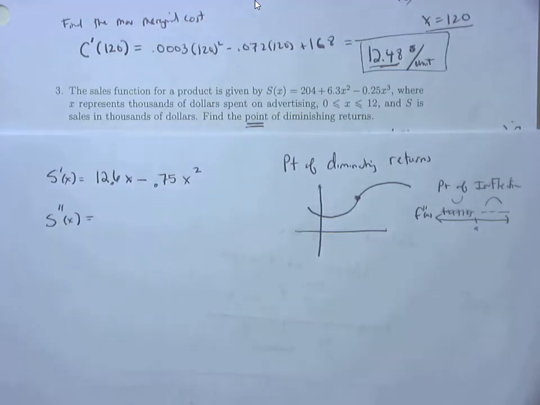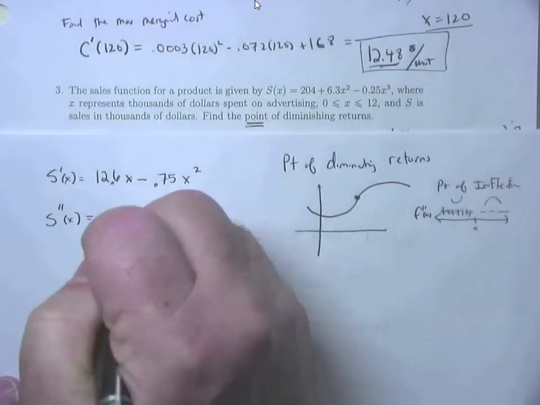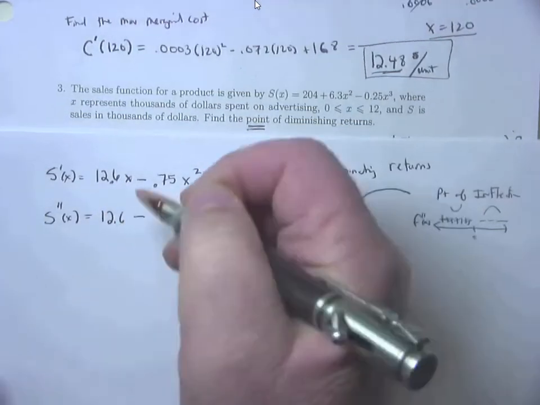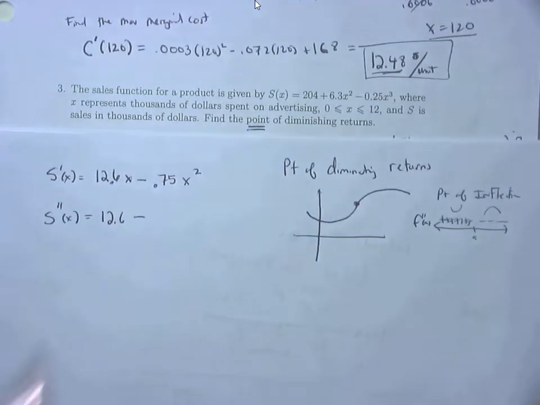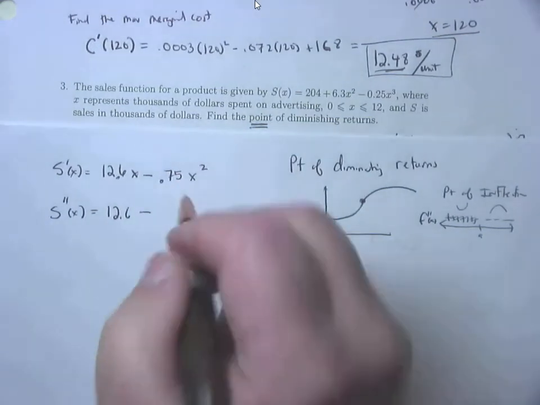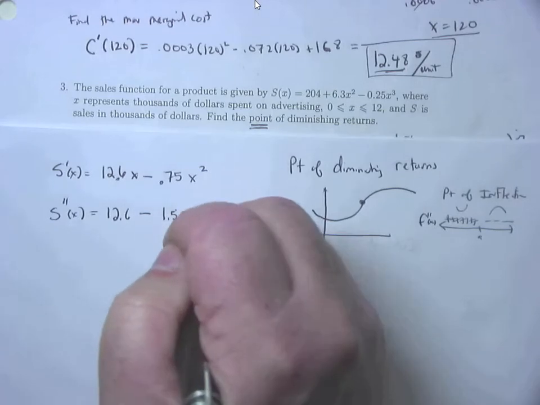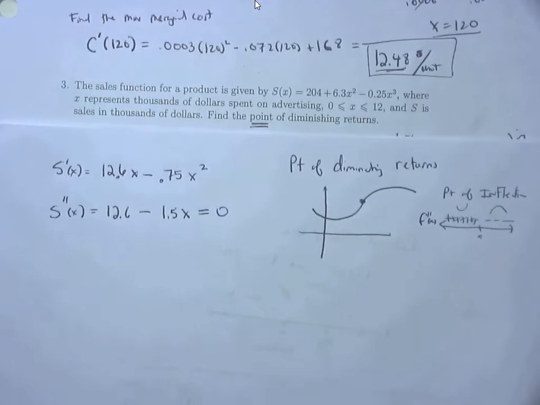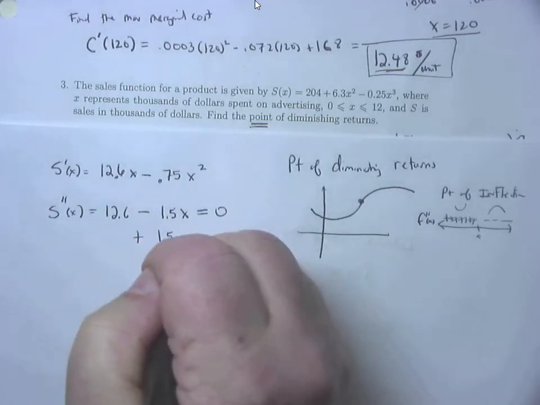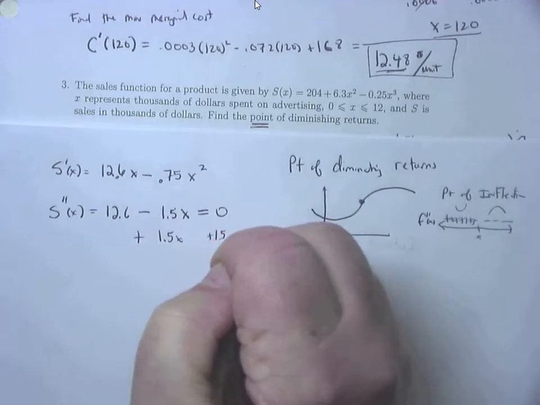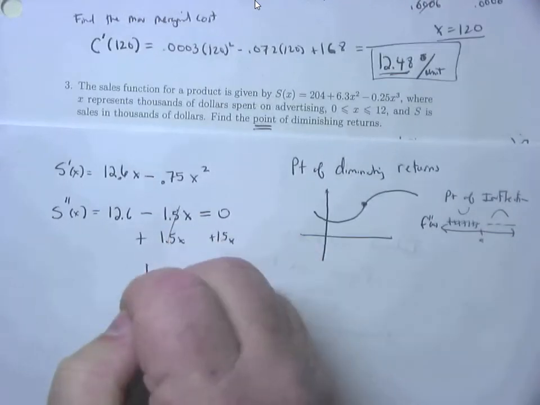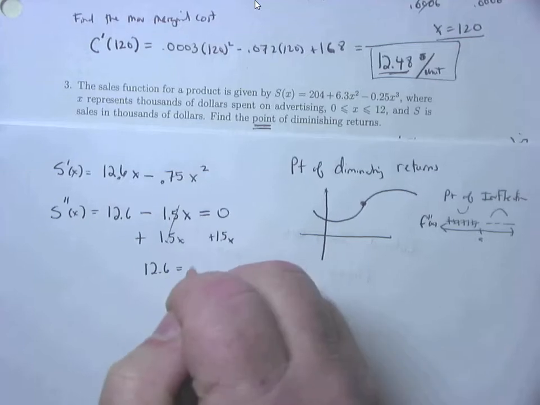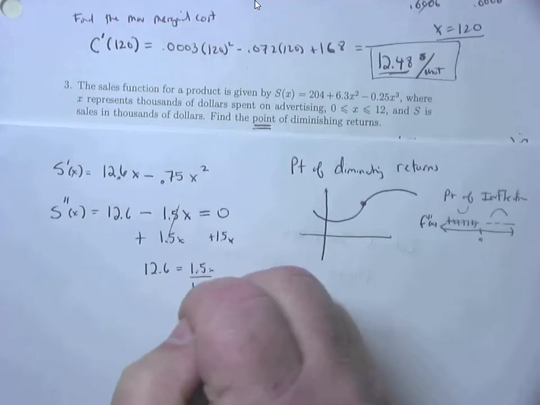Now I'm going to find the second derivative. My second derivative is, well, the derivative of 12.6x is just 12.6, minus the derivative of 0.75x squared. Well, 2 times 0.75 is 1.5x. Now I'm going to set this equal to 0 and solve. First move I'm going to make is to add 1.5x to both sides. This cancels, leaving me with 12.6 equals 1.5x. Then I'm going to divide by 1.5.